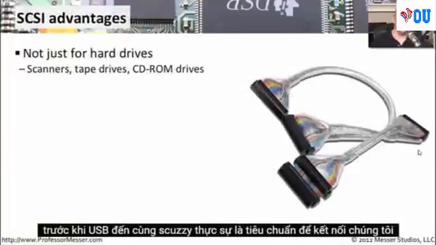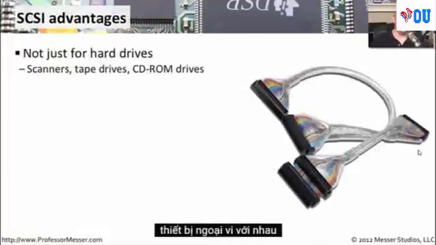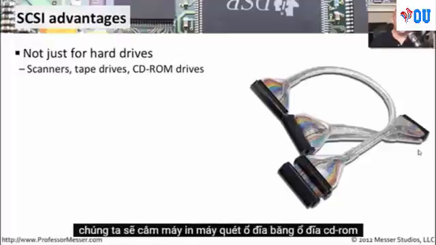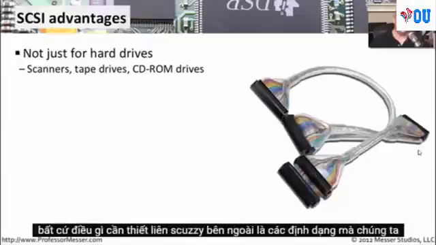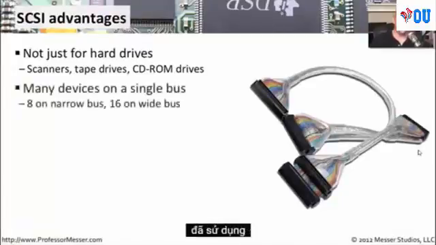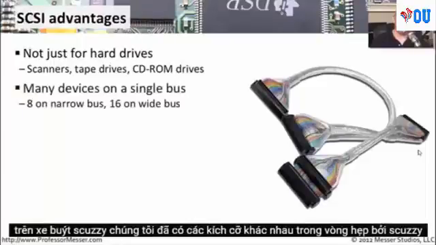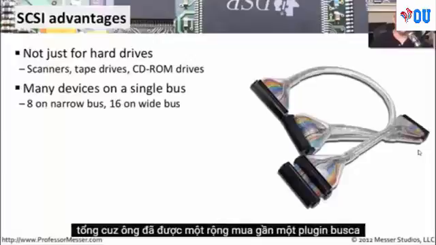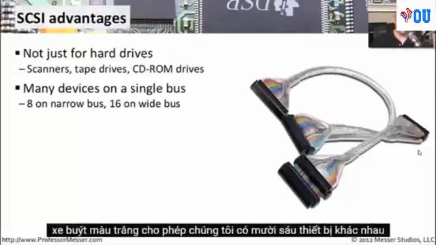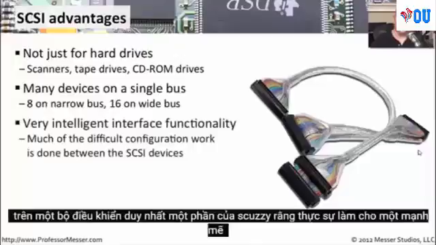Before USB came along, SCSI was really the standard for connecting our peripherals together. We would plug in printers, scanners, tape drives, CD-ROM drives, anything that needed an external connection. SCSI was the format that we were using. On these SCSI buses, we had different sizes. We had a narrow bus SCSI. Some SCSI was a wide bus. The narrow bus could plug in 8 devices that we could string onto an individual controller. The wide bus allowed us to have 16 different devices on a single controller.